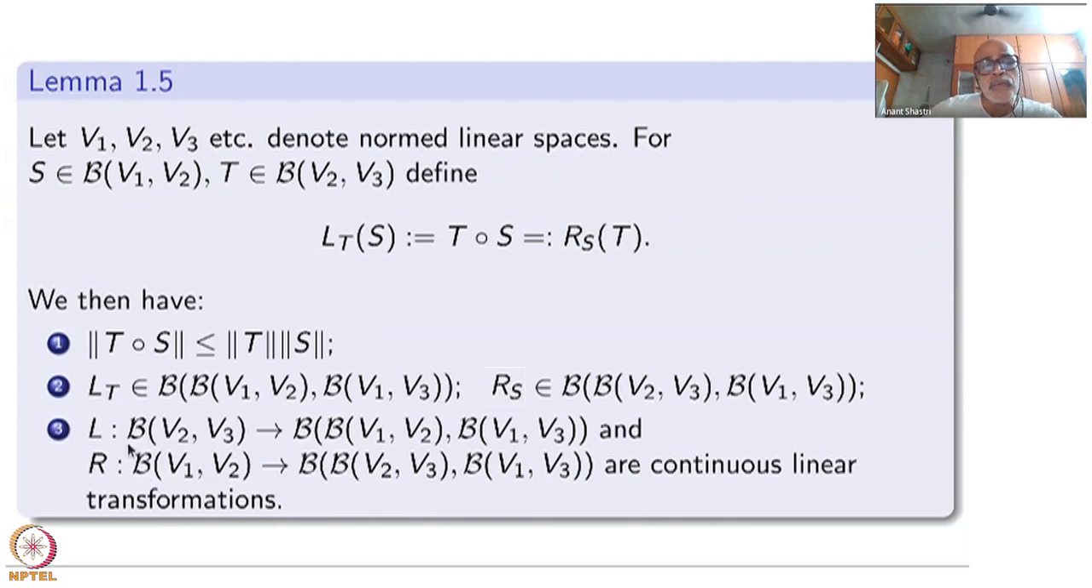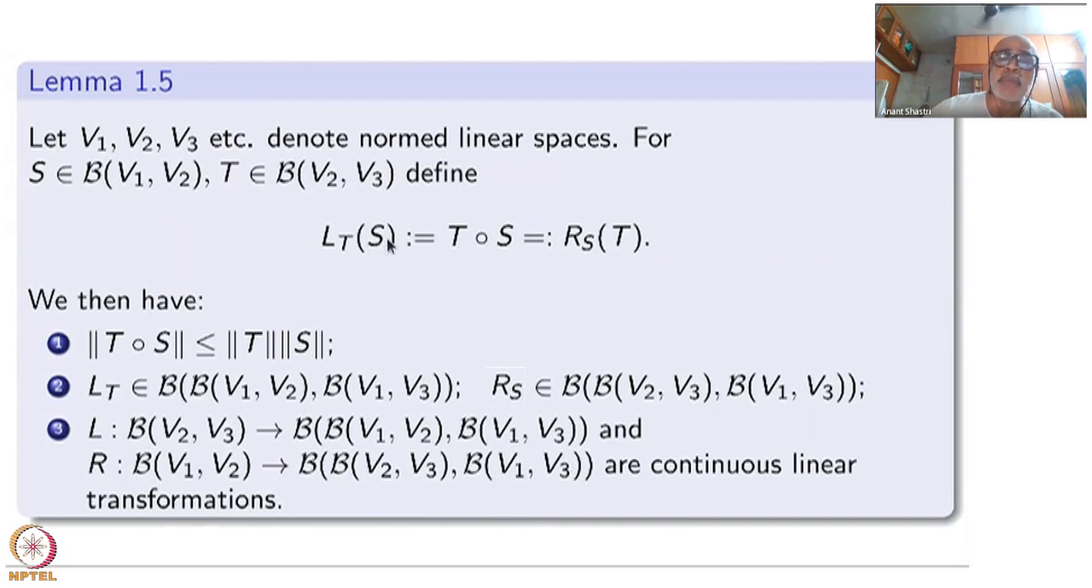Now you vary T itself. Okay, for each T you have a bounded linear map. So L itself goes from B(V2, V3) to the bounded linear maps. Similarly, R from B(V1, V2) to the bounded linear maps. So they are themselves continuous. Continuity is what I wanted to emphasize. All of them follow from this one single inequality here. The linearity is obvious for all of them.